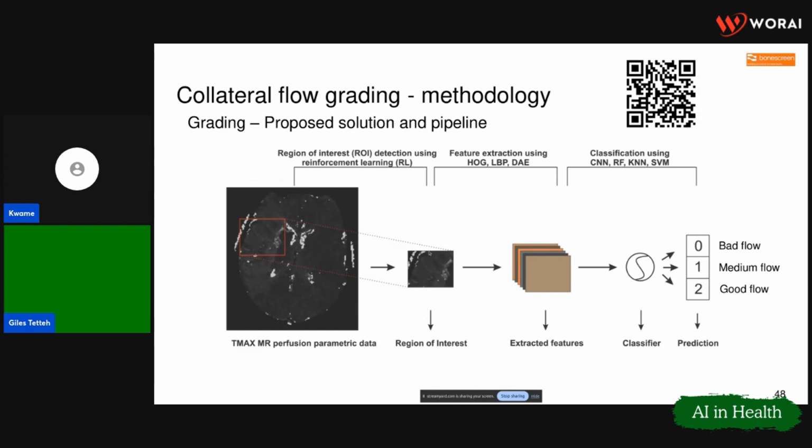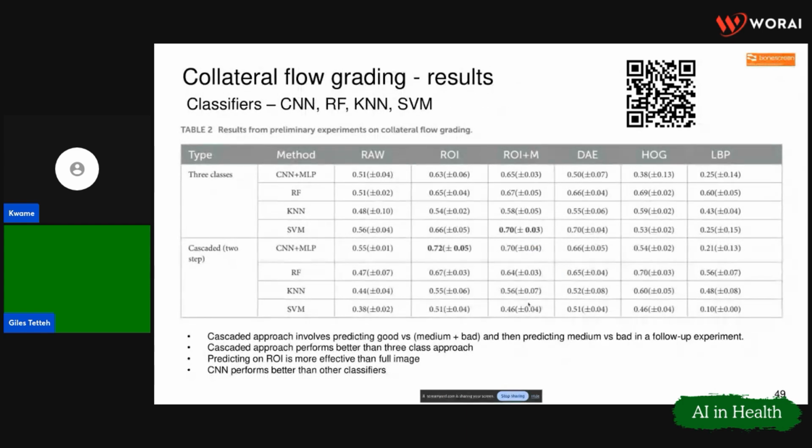And once we take that region of the brain, we extract features from it, right? So we do feature extraction, and then we have a classifier which takes these features and then predicts whether it's good, medium, or bad, right? So this was the proposed pipeline or representation that we had. And then these were some of the results, right? We look at cases where we predict the three classes straight away, and then cases where we put two classes together, and then we do one prediction and then another prediction on top of it.